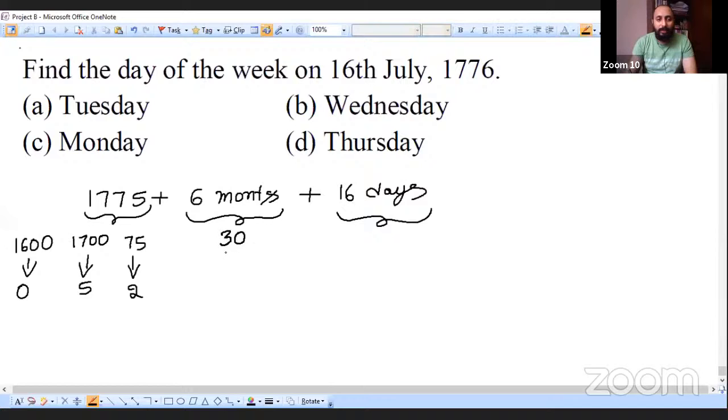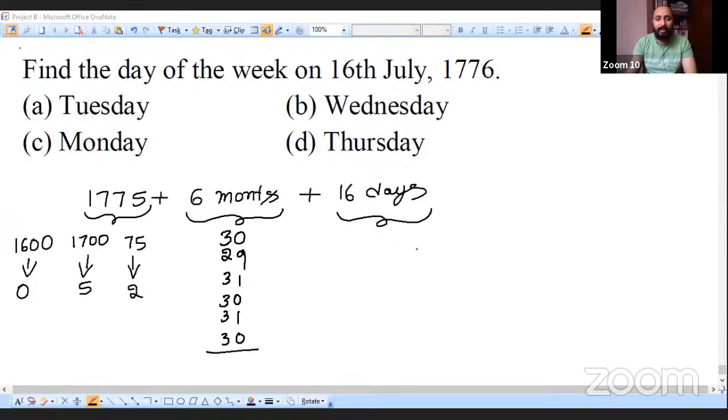30 plus 20, 1770. This is an odd leap year, so 29 days will come. Yes or no? 29 days will come. That's a leap year, so 29 days will come. So then 31, 30, 31, 30. So what is the sum here?